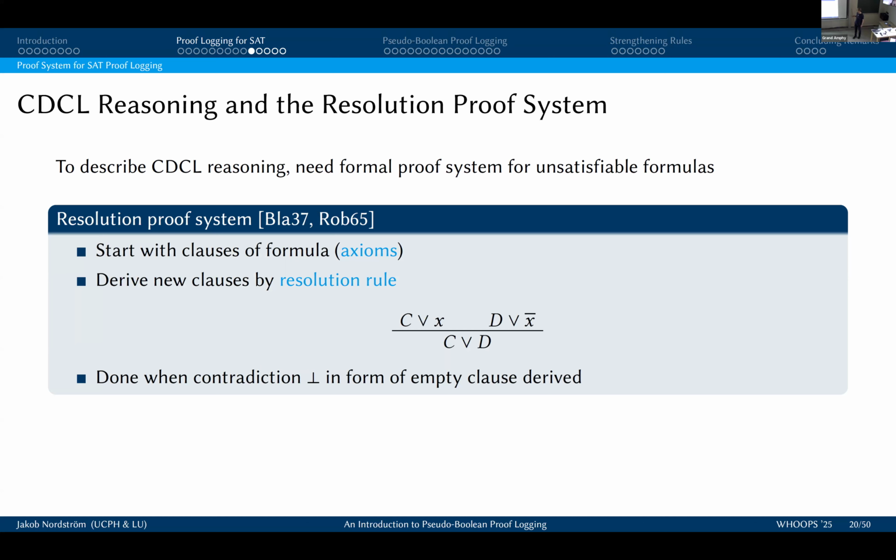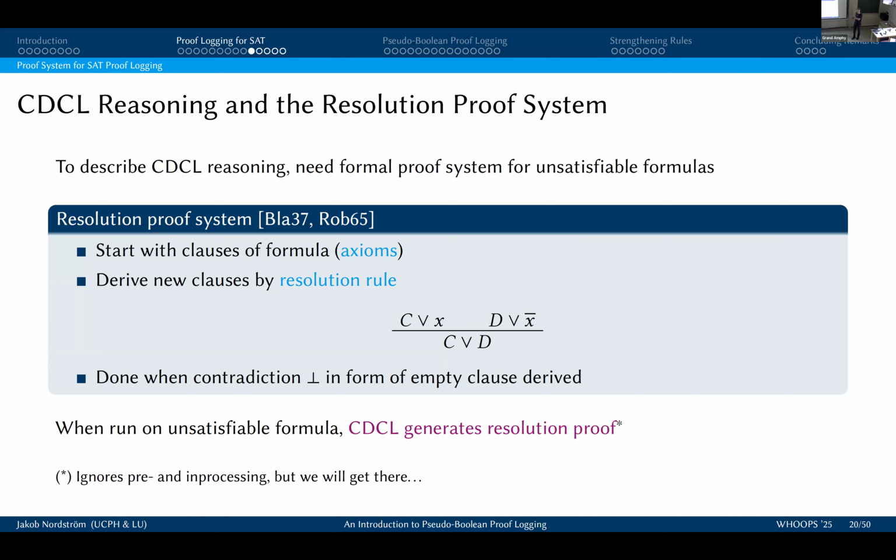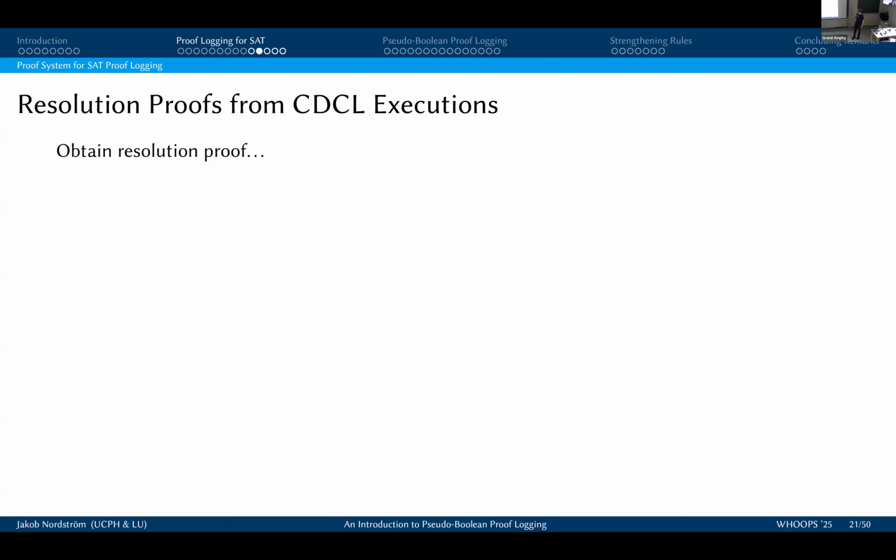And a resolution proof of unsatisfiability is applying this rule over and over again until you derive contradiction in the form of an empty clause. Note that we even use bottom to denote it. And a modern CDCL, conflict-driven clause-learning SAT solver, actually generates a resolution proof, explicitly or implicitly. This is ignoring preprocessing. We'll get there later during the day. But most of the basic CDCL search algorithm generates a resolution proof.